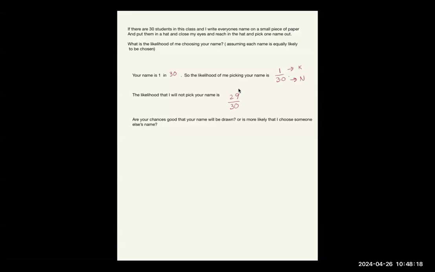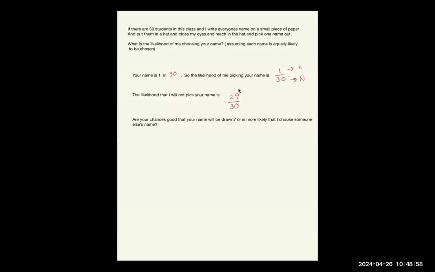are your chances good that I'm going to choose your name? To really answer that question, you have to think about what is the likelihood of the opposite happening. The likelihood that I'm going to pick your name is one in 30. You can think about it like this: if I were to pick a name out of the hat 30 times, I would only expect to get your name one of those 30 times.